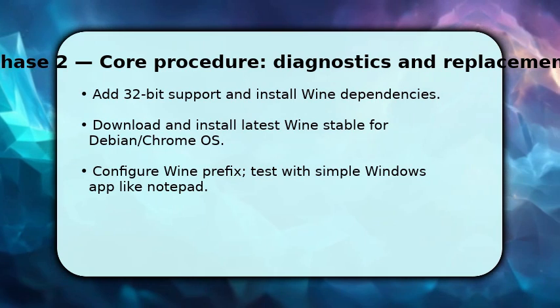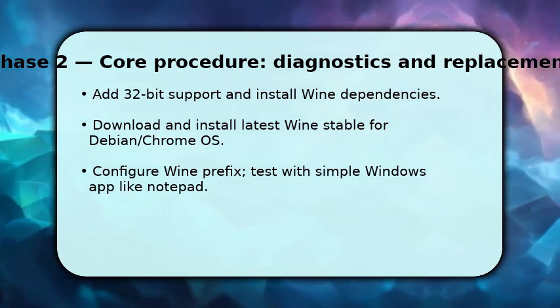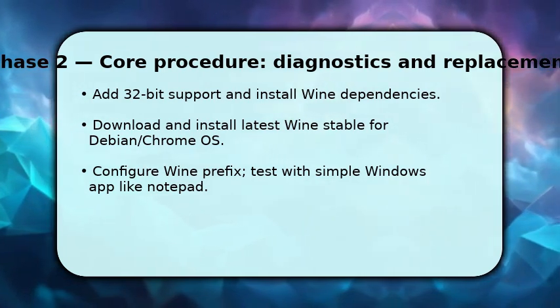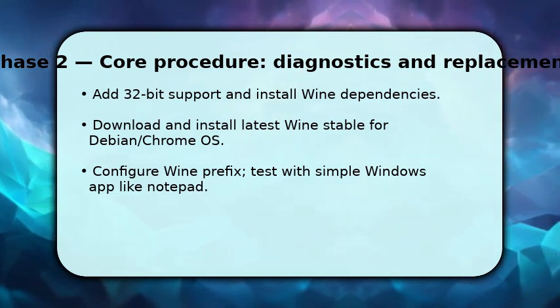Once installed, create a Wine prefix and run Wine to set Windows version and graphics settings. Test by installing a tiny Windows program like Notepad. This confirms Wine can run installers before you tackle Roblox.